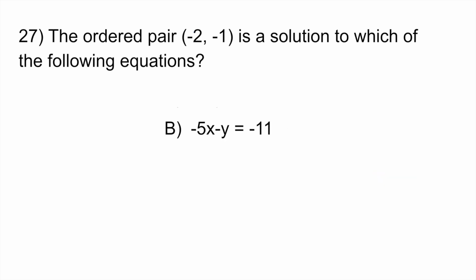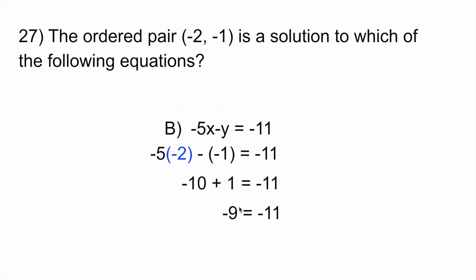Second option. Again, plug in your numbers and then solve for that. You end up with -10 plus 1 is equal to -11. I beg your pardon, that is incorrect. This should be +10. My bad. Okay, so this is incorrect. I apologize. This number here should be +11, okay? But this is also incorrect, because positive 11 is not equal to minus 11.